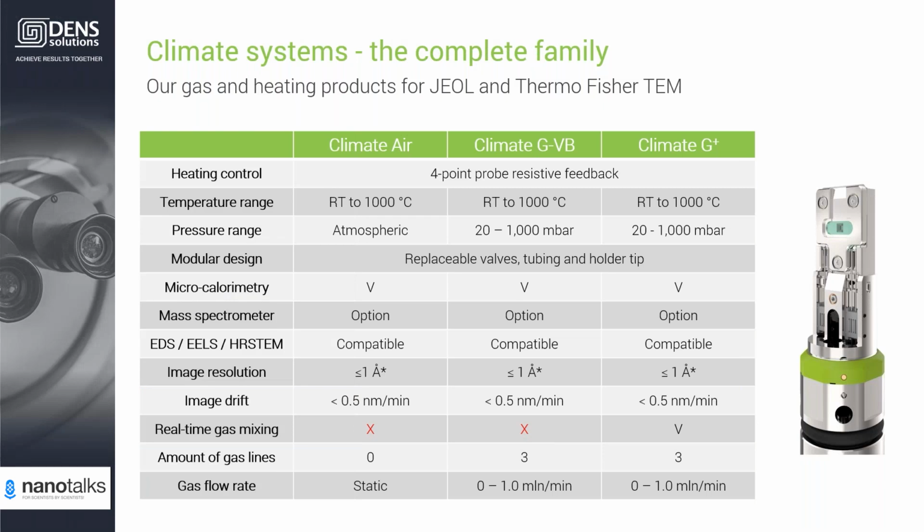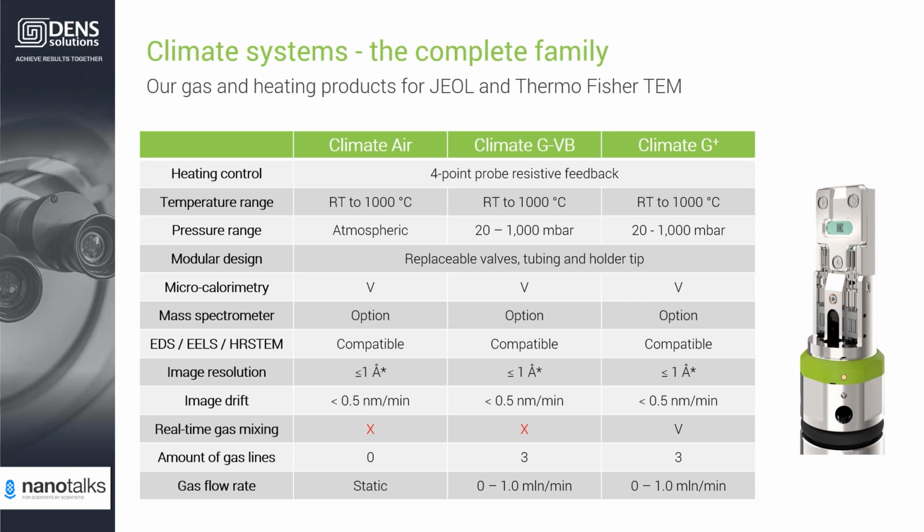The final slide of my presentation shows you the specs for the 3 different models of Climate system that we have. I talk most of all about the top-end system, which is Climate G+. It can provide you with a temperature up to 1000 degrees centigrade, pressure up to 1000 millibar, and a gas flow rate of up to 1 milliliter per minute. As we say, it's very stable with a low image drift, and it can do real-time mixing of 3 gases.